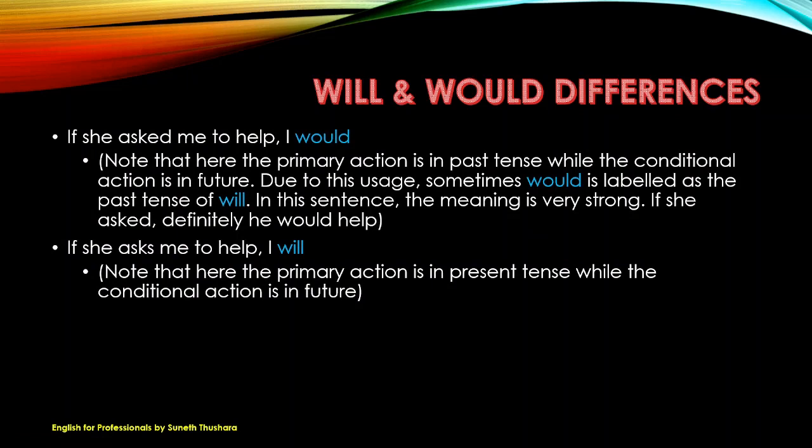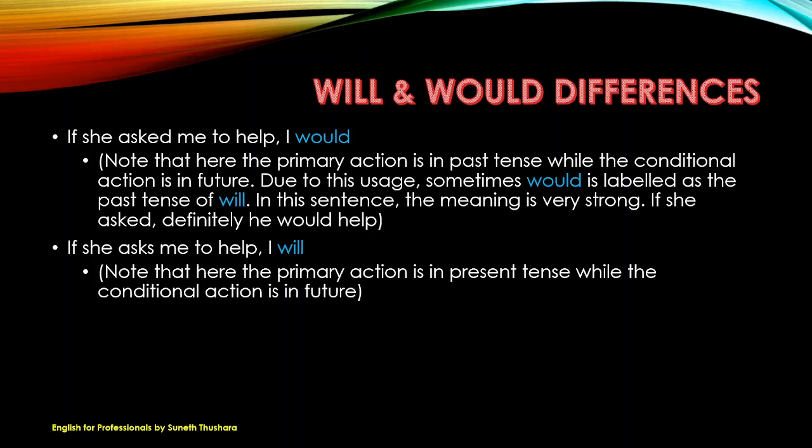Then another two examples. If she asked me to help, I would. Now see this one, past tense, asked and would. Now here, if she asks me to help, I will. Remember here, present tense. Note that here the primary action is in the past tense while the conditional action is in the future. Okay, that is future but not the simple future. Due to this usage, sometimes would is labeled as the past tense of will.